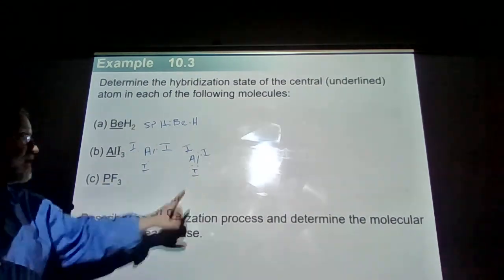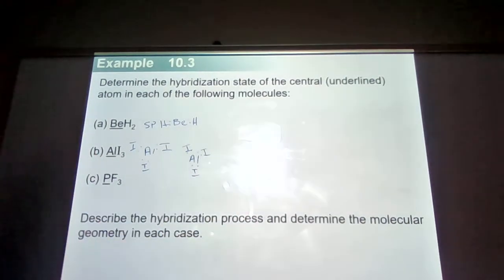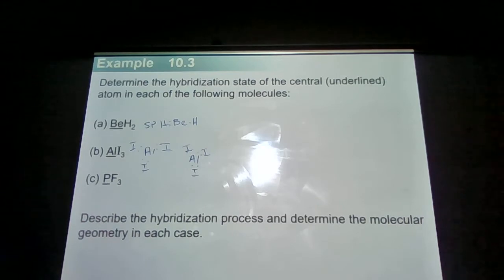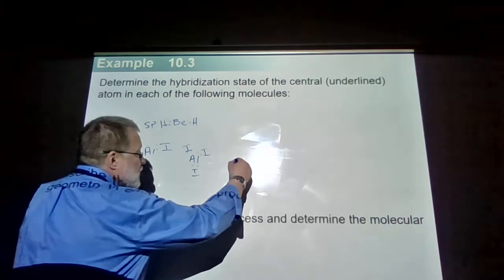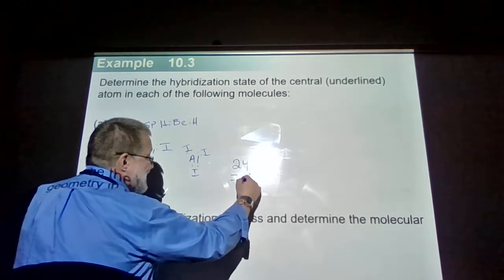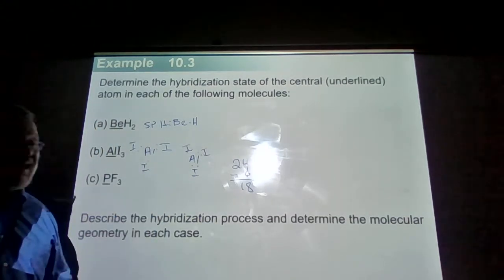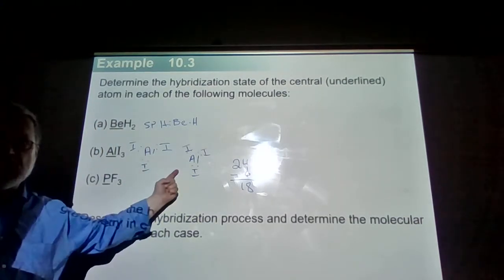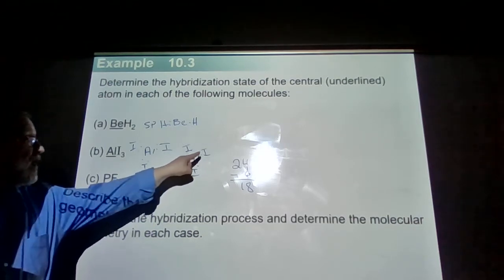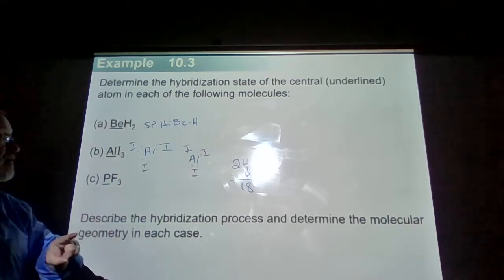We have a total of 6 electrons there. We have a total of 24 valence electrons. 24 minus 6 is 18. Iodine wants 8. It sees 2. It needs 6. 6, 12, 18.